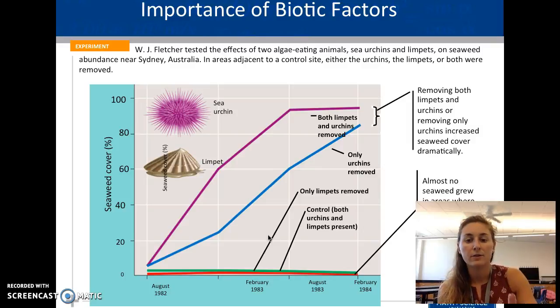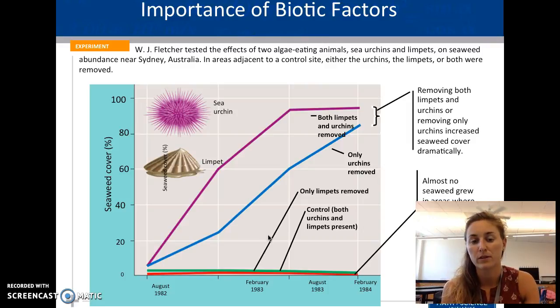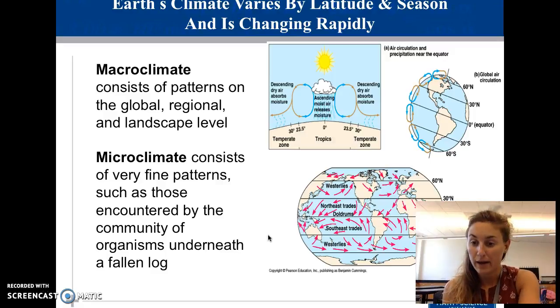We see that the green is only limpets removed, so we see that the sea urchins aggressively will eat the seaweed, and then if we look at the control, both of them are present. We see that they both feed upon the seaweed. What we recognize then is that not only do the limpets and the urchins eat the seaweed, there's also dynamics going on between the sea urchin and the limpet, and it can kind of control what happens.